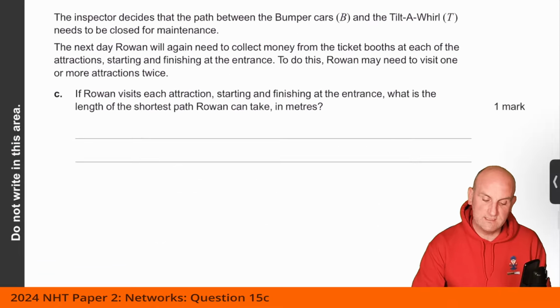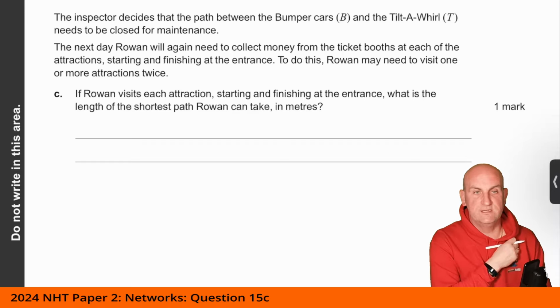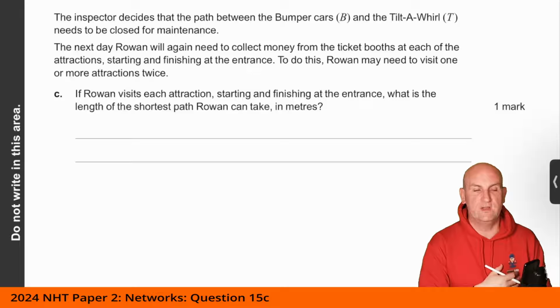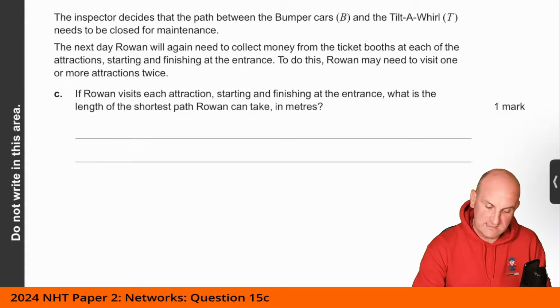The inspector decides that the path between the bumper cars and the tilted wheel needs to be closed for maintenance. Rowan will need to collect money from the ticket booths at each of the attractions, starting and finishing at the entrance. To do this, Rowan may need to visit 1 or more attractions twice. If Rowan visits each attraction, starting and finishing at the entrance, okay, that's important, what is the length of the shortest path Rowan can take?